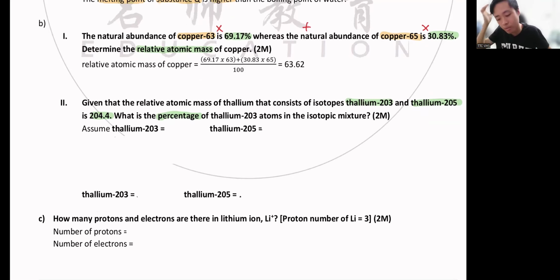Then the second one, you can assume Y% of X% also can. Any unknown.